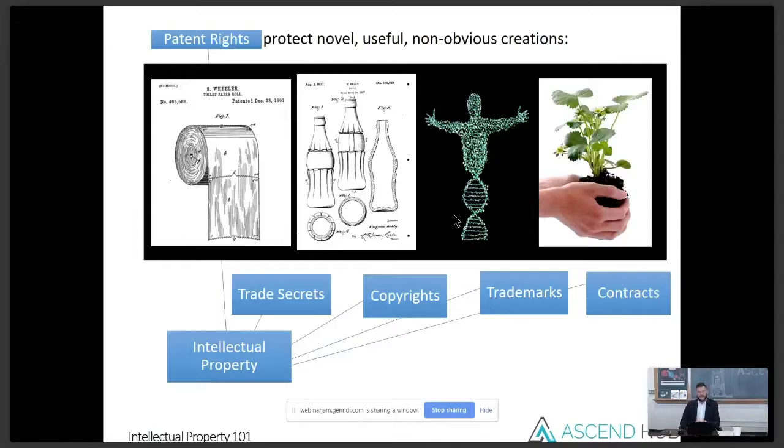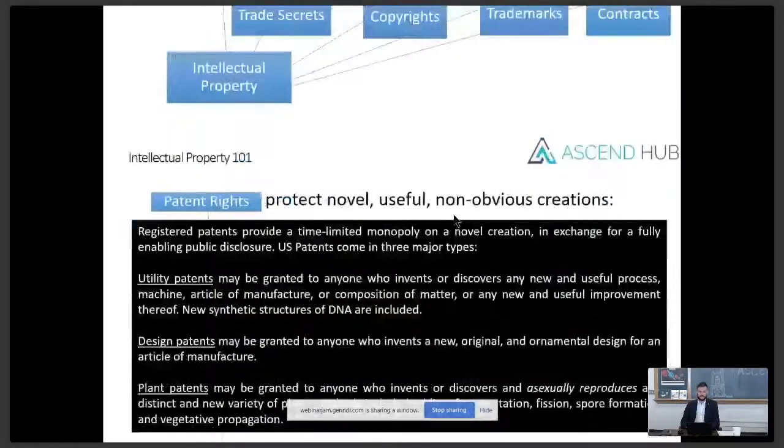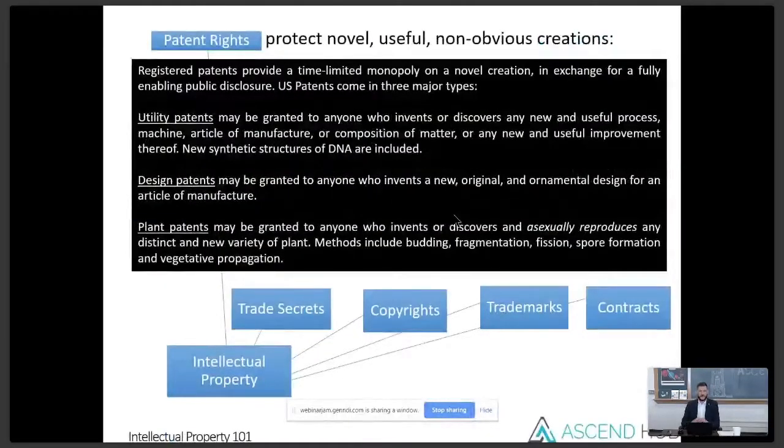And patents can be obtained also for plants when they are asexually reproduced. And we have these descriptions here. And the methods for asexually reproducing plants include budding, fragmentation, fission, spore formation, and vegetative propagation.